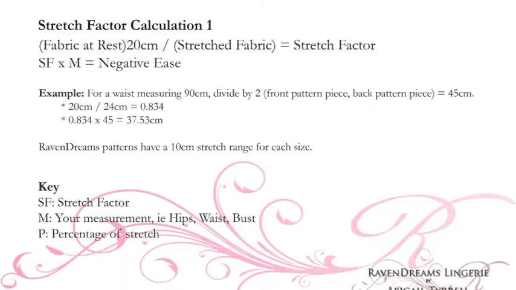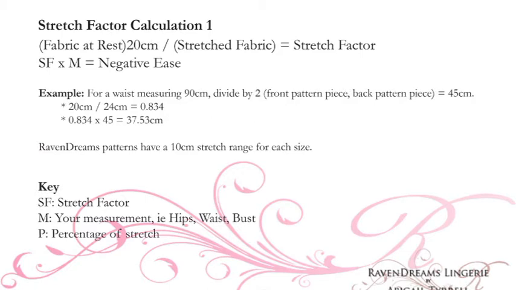Now when you calculate stretch, you use one of two basic formulas. The first one is this. Now that we have all of our measurements together, we're going to throw them away and use what's on the card. Now you have your fabric at rest measurement, and we're using 20 centimeter squares, so that's 20 centimeters. Stretch factor times your measurement equals negative ease. For example, a waist measuring 90 centimeters, you divide it by 2, so that's the front of your pattern piece and your back of your pattern piece. So you do your front and your back, and that equals 45 centimeters.